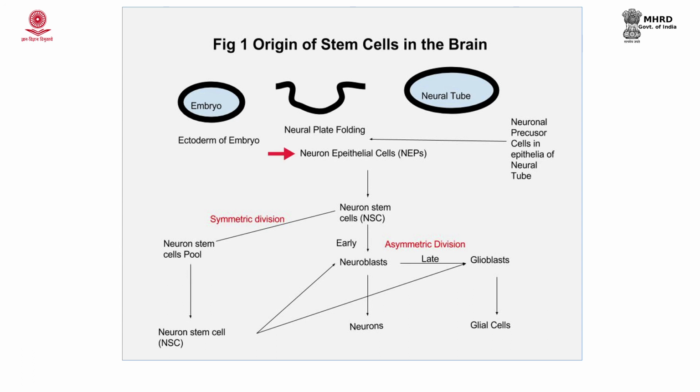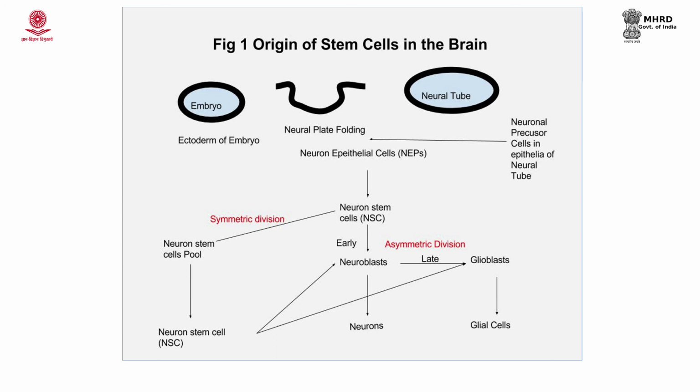Now, these give rise to the neural precursor cells. The neural precursor cells give rise to the neural stem cells, and the neural stem cells give rise to the neuroblasts, and the neuroblasts initially form neurons and then they form glioblasts. Now, we again look at how the stem cells help to form the neuroblasts and glioblasts.